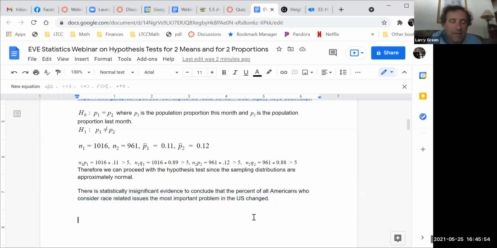And similarly, for the level of significance, we say that if the population proportion of all Americans last month who thought that race-related issues were the most important issue, and this month who thought race-related issues were the most important issue, are the same, and we took another study of 961 last month and 1,016 this month, then there'd be a 5% chance that that other study would end up falsely leading us to conclude that the population proportion of Americans who think that race-related issues are the number one problem has changed from last month to this month.